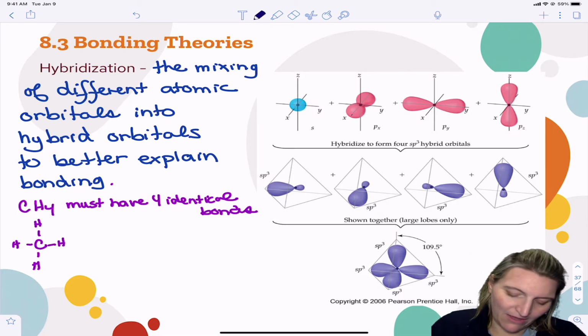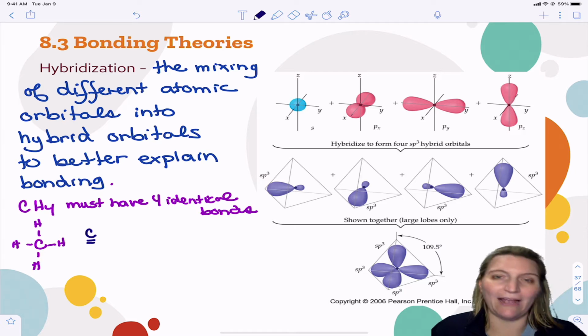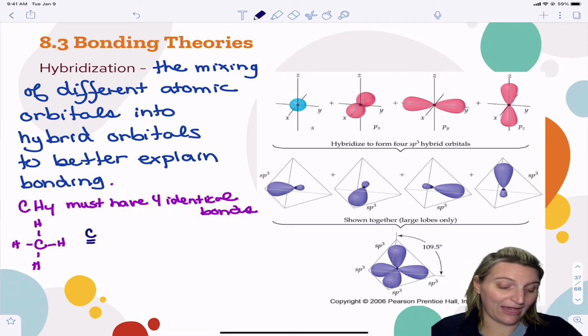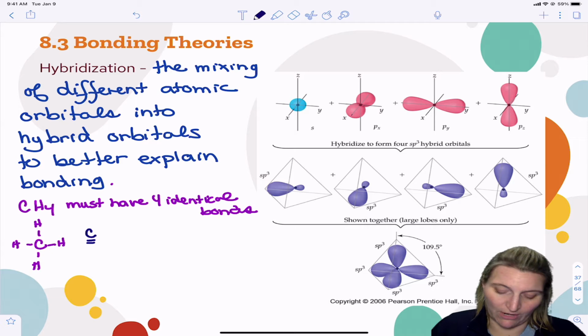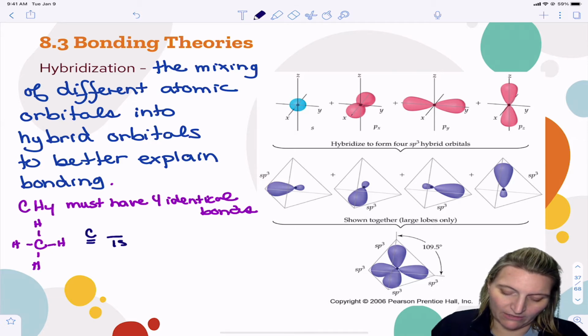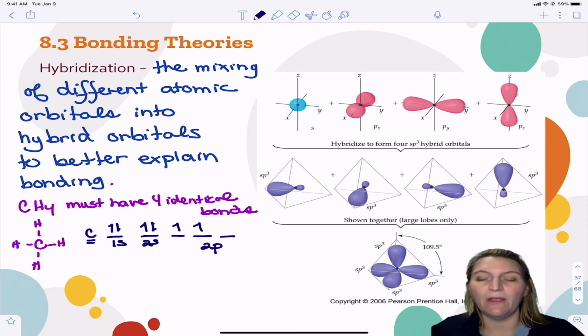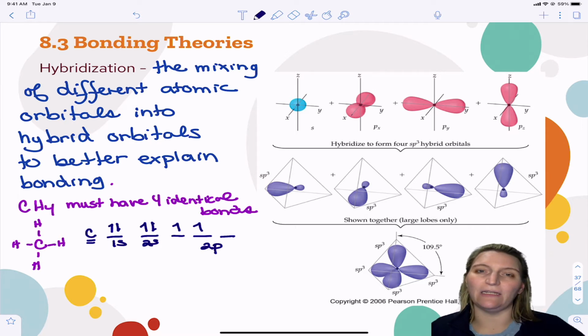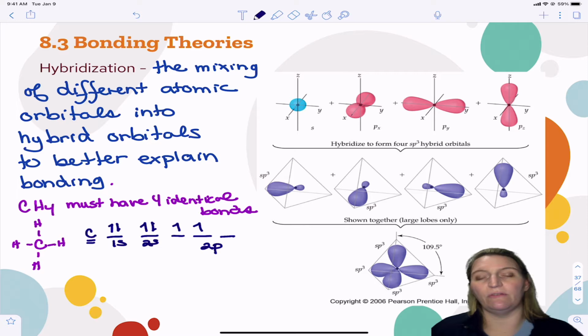But if I think of a carbon atom, as we had learned about it a few chapters ago, the orbital diagram would be 1s2, 2s2, 2p2. Look at where it is on the periodic table. That's what we would have predicted its orbital diagram to be.